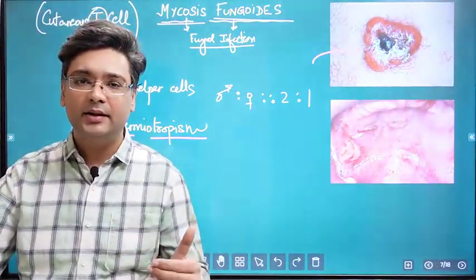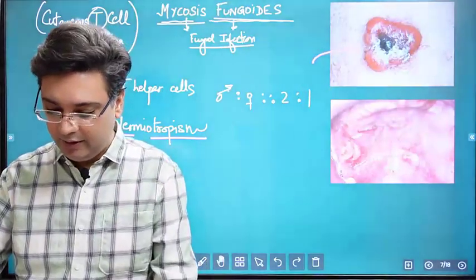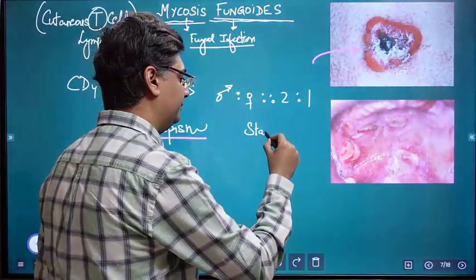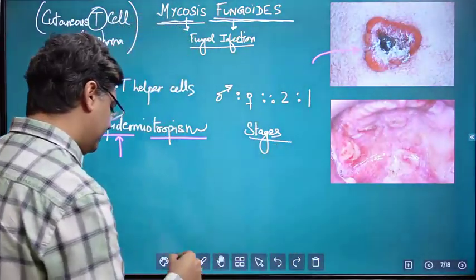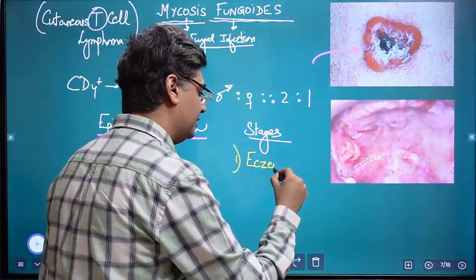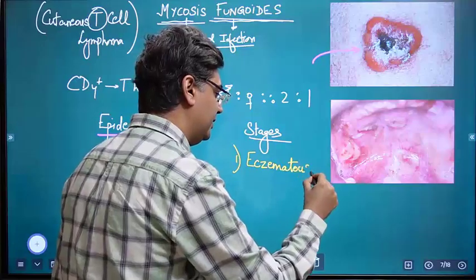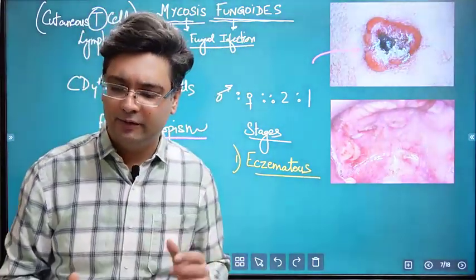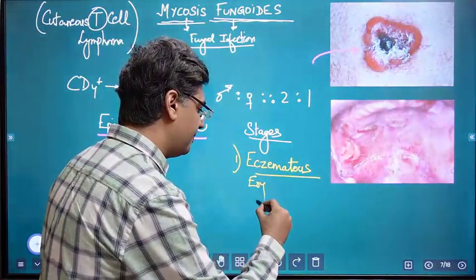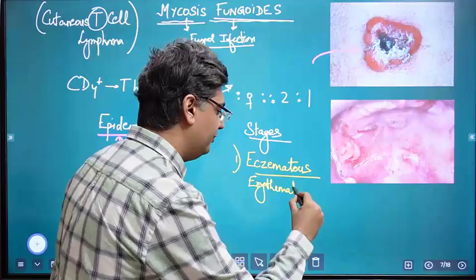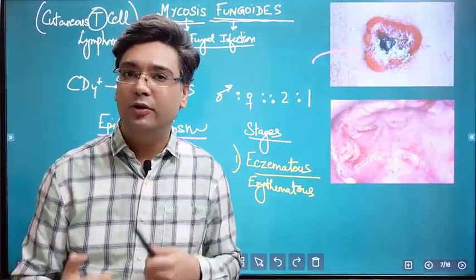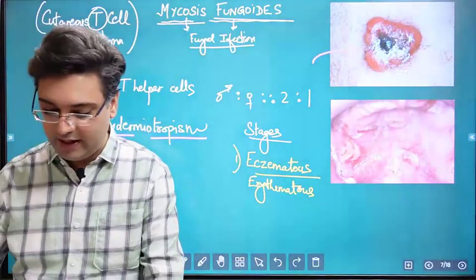Now, this cancer actually happens in stages. The first stage is called, okay, I'll write the stages here. Okay, so the first stage is called the eczematous stage. Eczema basically is a red rash on the surface of the skin, and this is also called the erythematous stage. So the patient would actually find a red rash on the surface of the skin, and who knows, the doctor might confuse it with the condition of eczema.